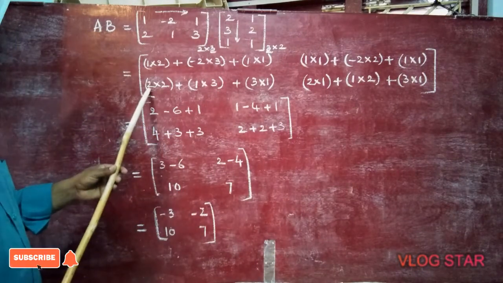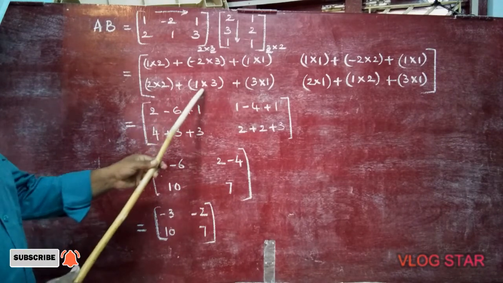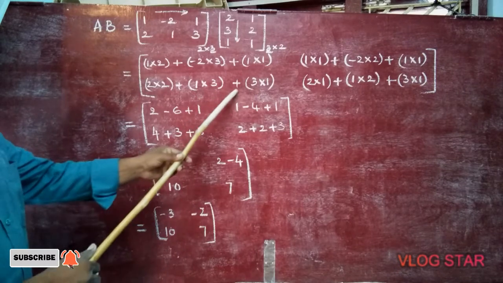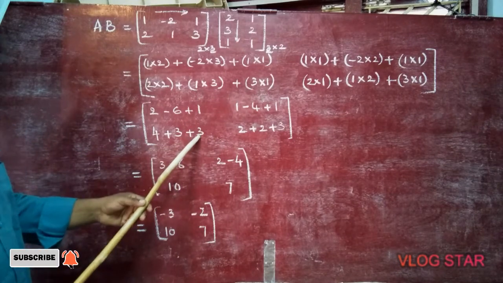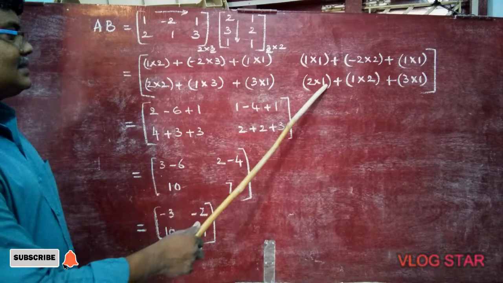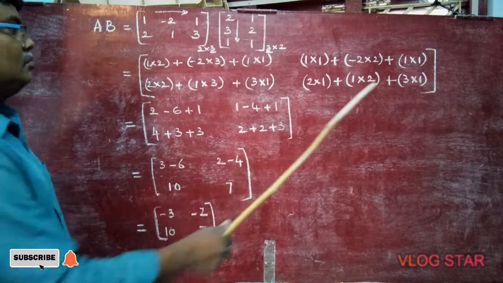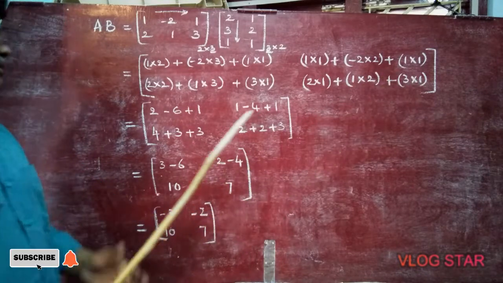Now again, third element. 2 2s are 4. Plus 1 3s are 3. Plus 3 1s are 3. Third element completed. Again gap. 2 1s are 2. Plus 1 2s are 2. Plus 3 1s are 3.